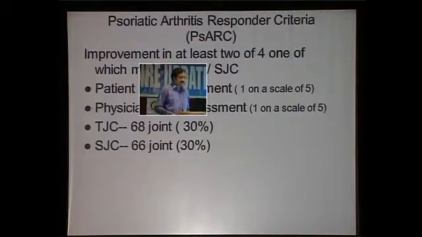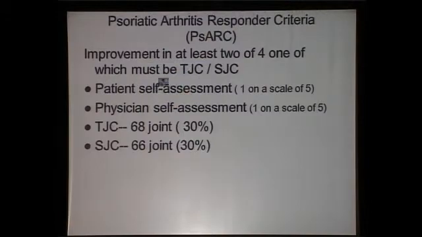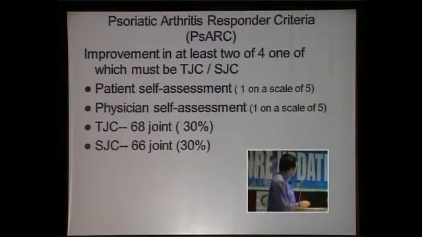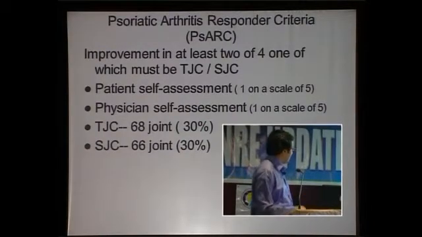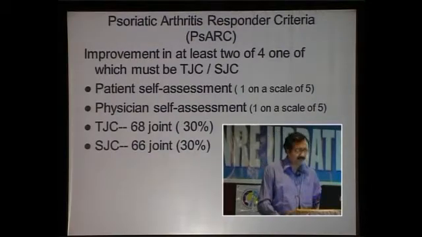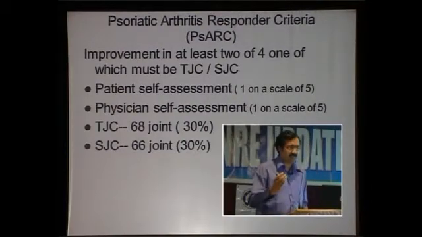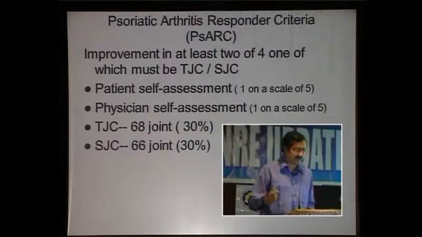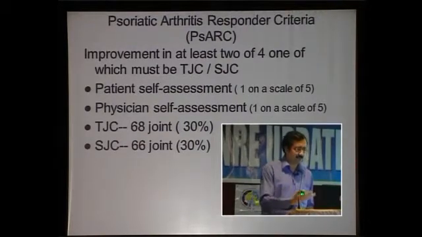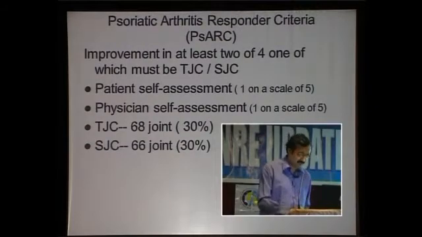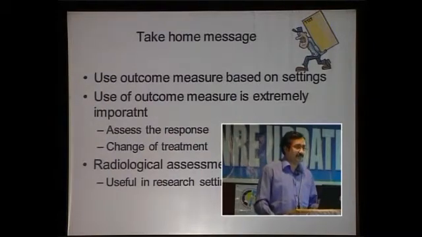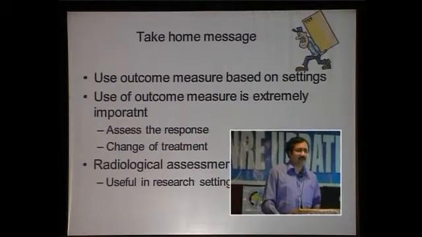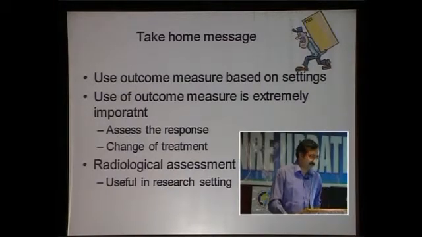And you measure it. And there is a responder criteria, which is the psoriatic arthritis responder criteria, at least improvement in 2 of 4, 1 of which must be tender joint count and swollen joint count. I am not going into details of which. What I am trying to tell you is, psoriatic arthritis also has a different set of criteria rather than rheumatoid arthritis or ankylosing spondylitis. And once you follow up psoriatic arthritis patients, it may be worthwhile exploring this. So, take home message, outcome measures have to be based on what clinical setting and what is based on your practice.